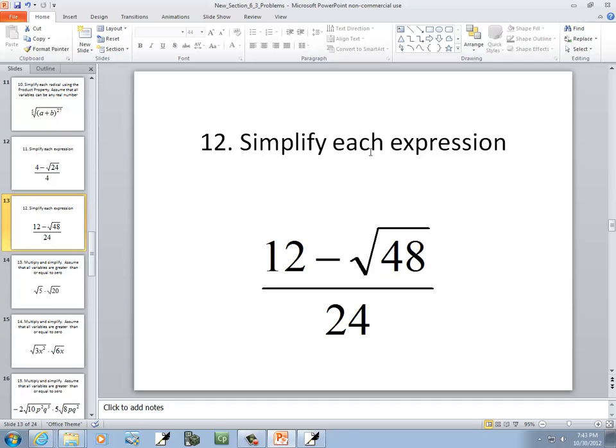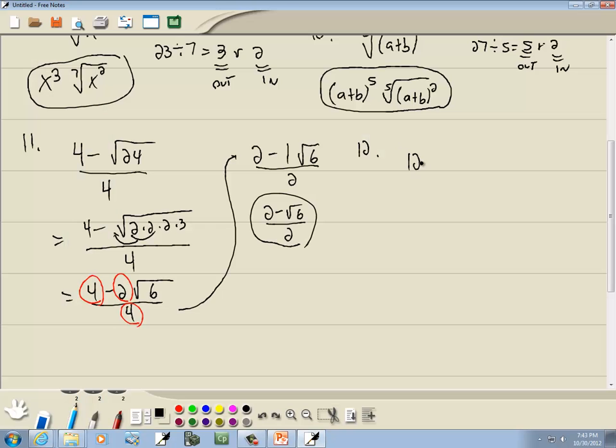Let's look at another one of those. 12 minus square root of 48 over 24. Again, no matter where you are in math, you should simplify your radicals before you go on. 48 is 2 times 2, 2, 4, 8, 16, 48. Okay, we're looking for a pair of somethings. Here's a pair of 2's, those are going to come out. Here's another pair of 2's, those are going to come out.